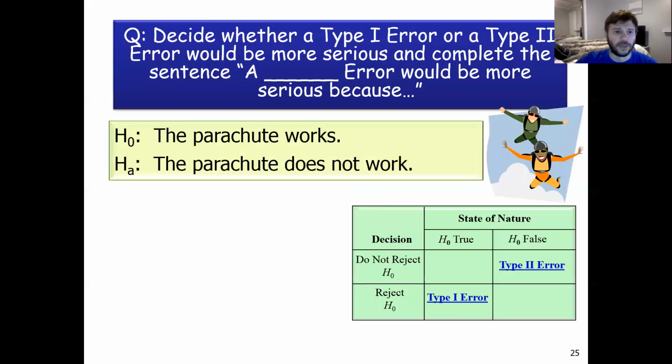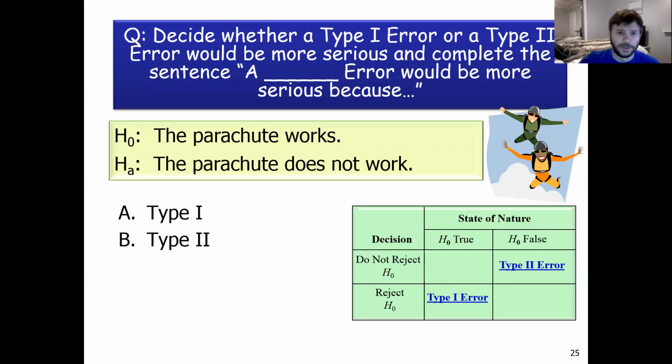Now, consider the following situation where we're jumping out of an airplane and the null hypothesis is that the parachute works. The alternative hypothesis is that the parachute doesn't. And we want to decide here whether a type 1 error or a type 2 error will be more serious in this situation. So you might want to think about that for a moment.